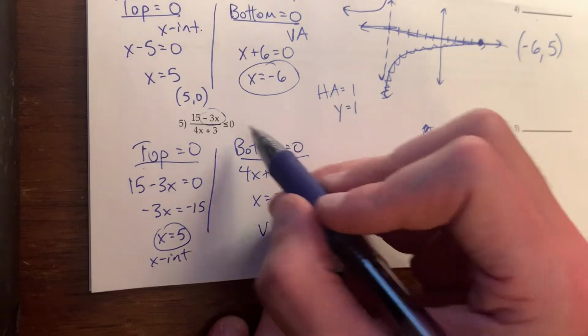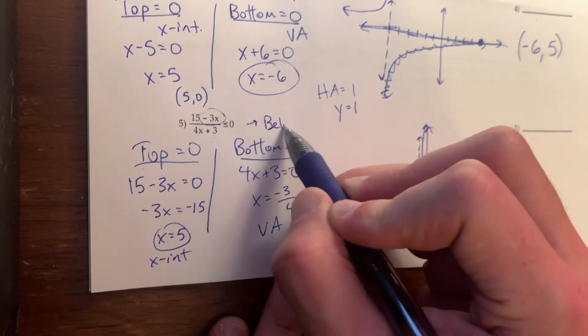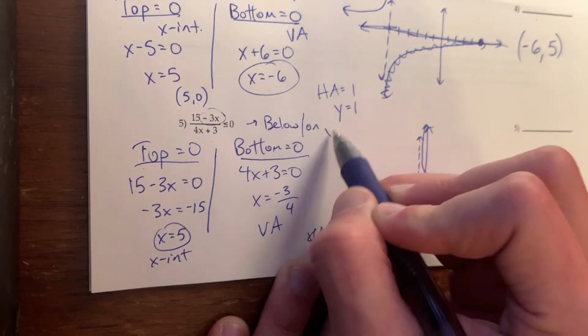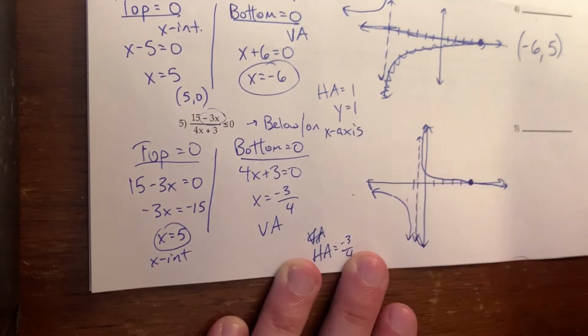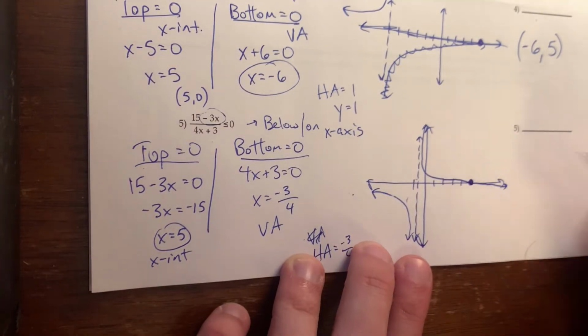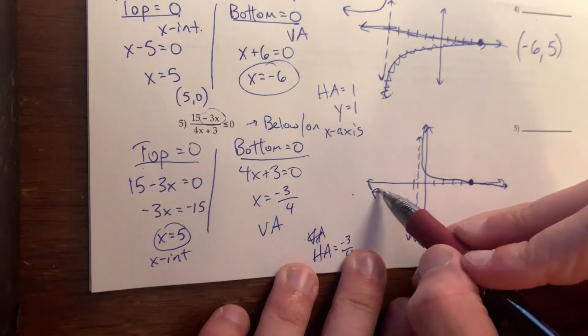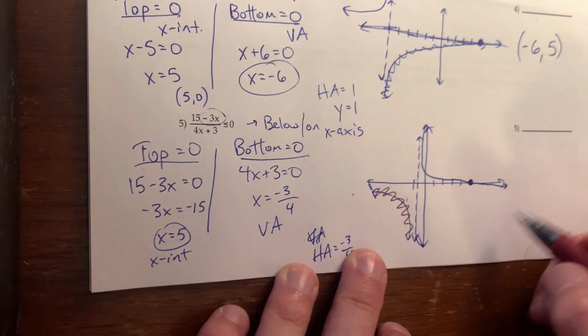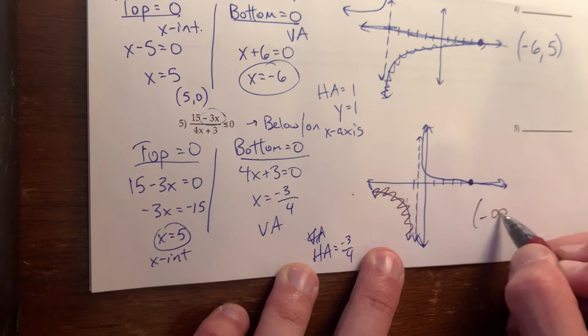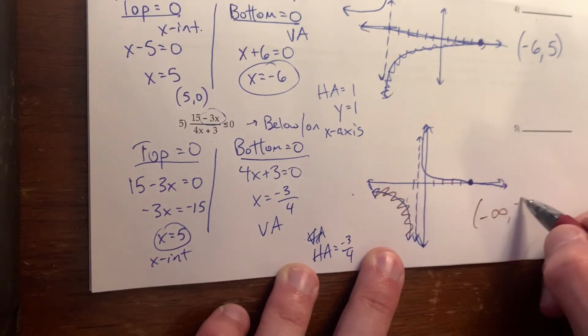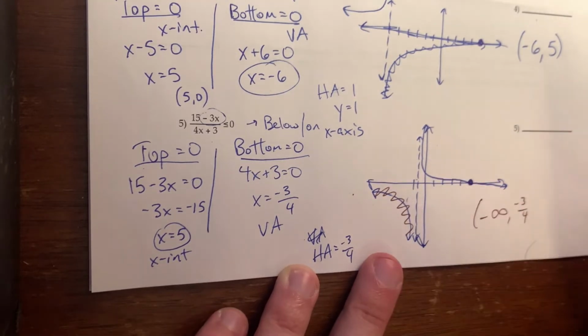Less than or equal to 0, right? So I'm looking below, but I'm also including the points that are on the x-axis as solutions. So basically, I'm using brackets. Again, when is it below? It's below during this portion right here, that whole curve. So I would write that as negative infinity to negative 3/4, my vertical asymptote.